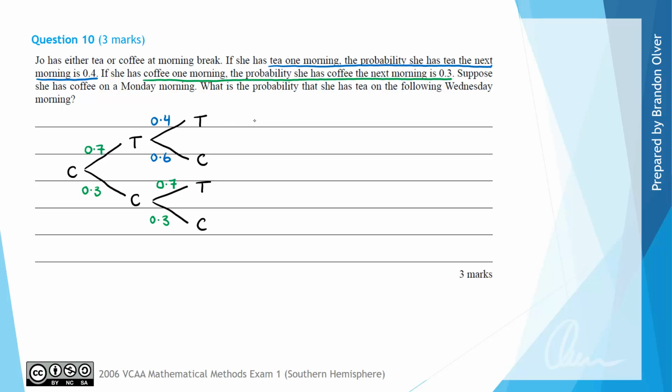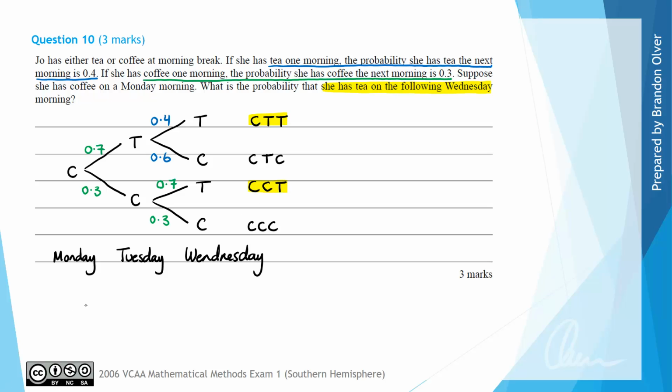So now to summarize the outcomes, this would be coffee followed by tea followed by tea. This would be coffee followed by tea followed by coffee. This would be coffee followed by coffee followed by tea. And this would be coffee, coffee, and coffee. So given that this is Monday, this would be Tuesday, and this would be Wednesday, the probability she has tea on the following Wednesday is going to be either this or this outcome.